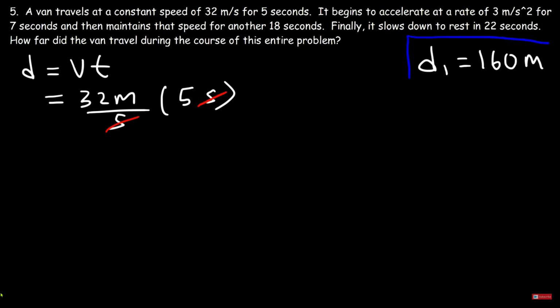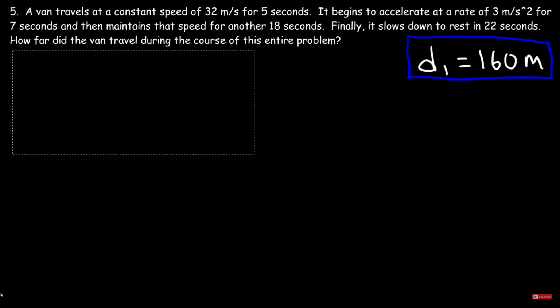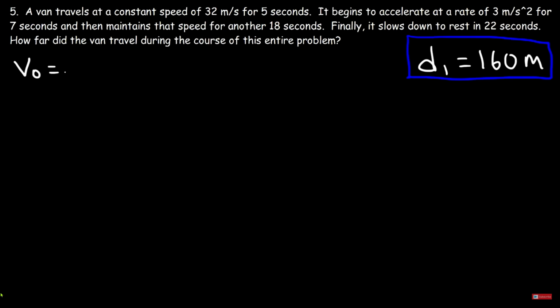Now what about the second part? It begins to accelerate at a rate of 3 meters per second squared for 7 seconds. Let's focus on that part. So once it begins to accelerate, the speed is going to change. The initial speed is 32. We don't know the final speed. We do have the time is 7 seconds, and we know the acceleration, which is 3.